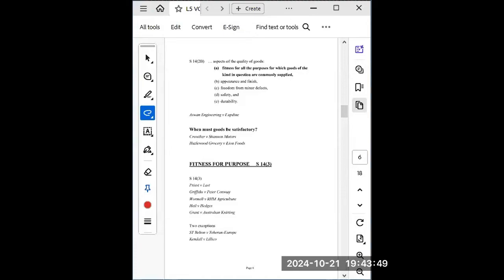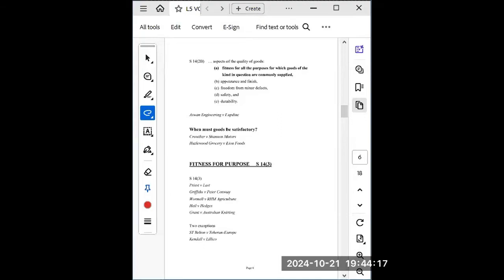When he first used it, it blew up. The court said, yes, breach of 14.3. What the court said, and this is the important bit, the court said, where the description of the goods points to one purpose only, then goods must be fit for that particular purpose.